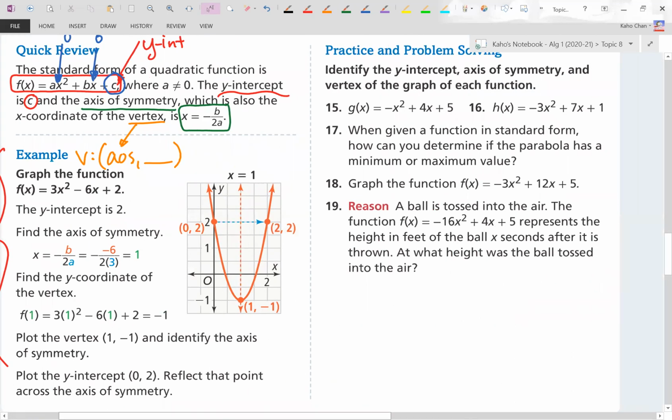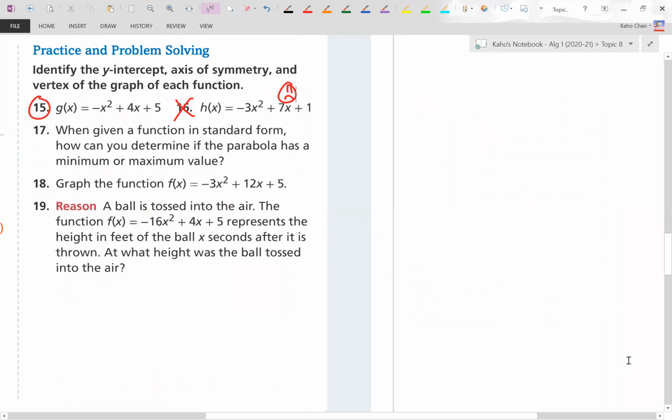All right, number 15. Identify the y-intercept, axis of symmetry, and vertex of the graph of each function. And I'm actually going to skip number 16 because it's ugly. Ugh. A lot of fractions there. All right, here we go. Here's the process to finding those parts based off of the quadratic in standard form. Ready? We're talking about ax squared plus bx plus c.